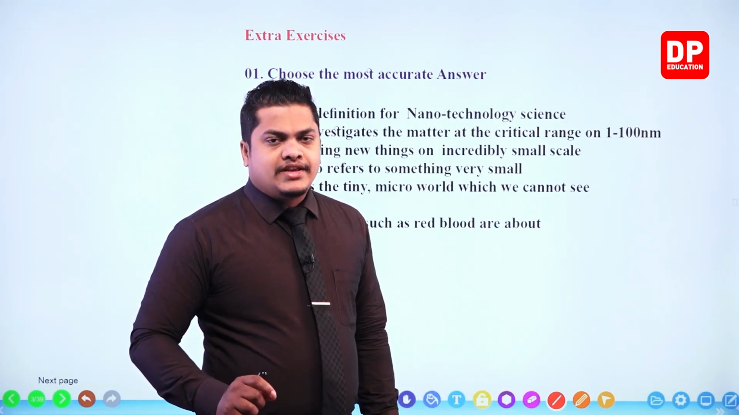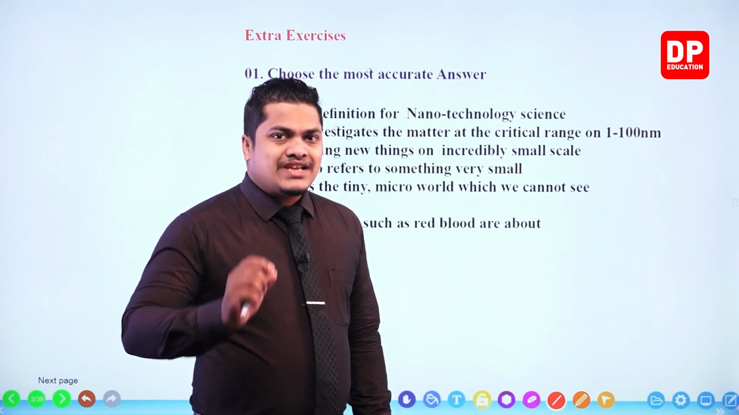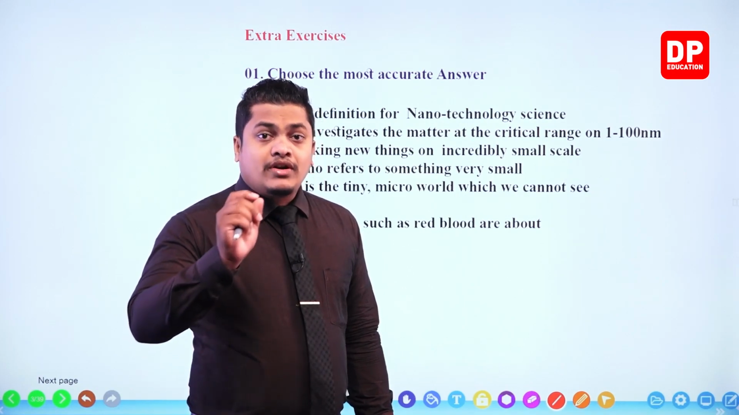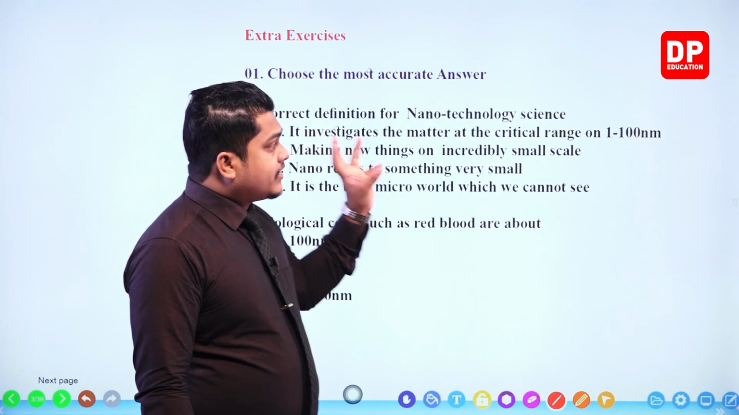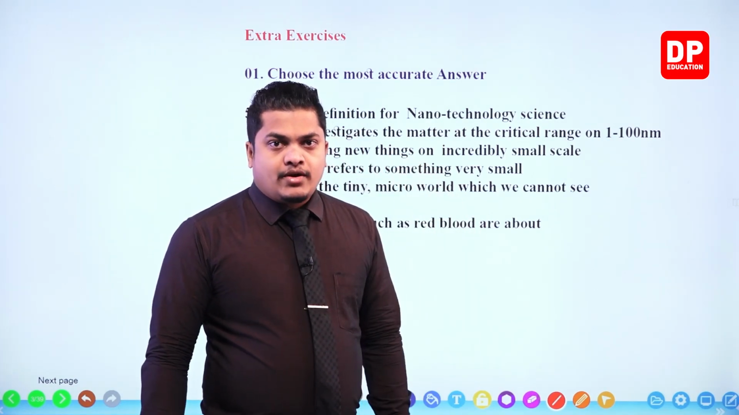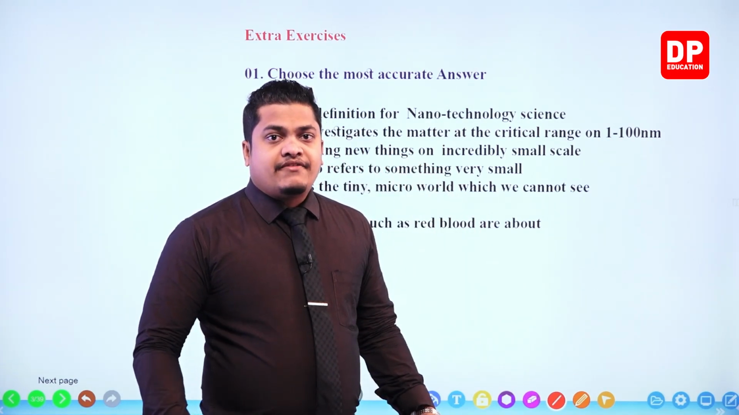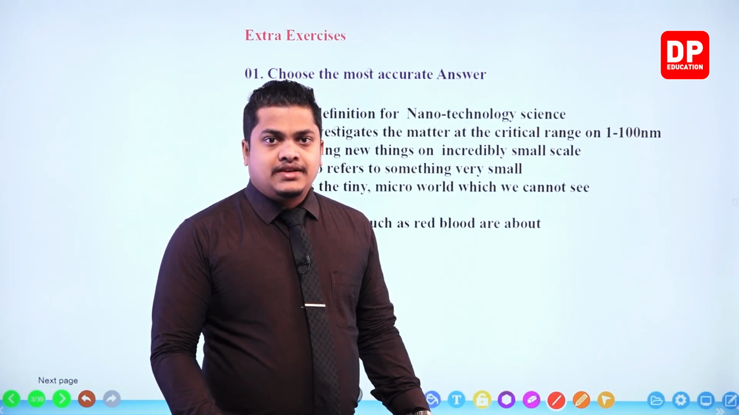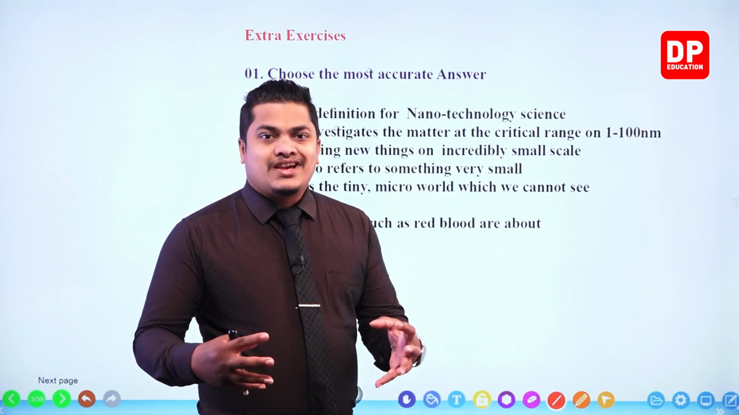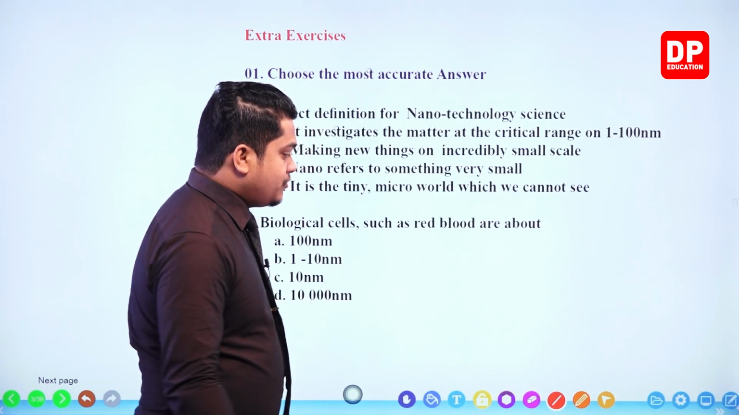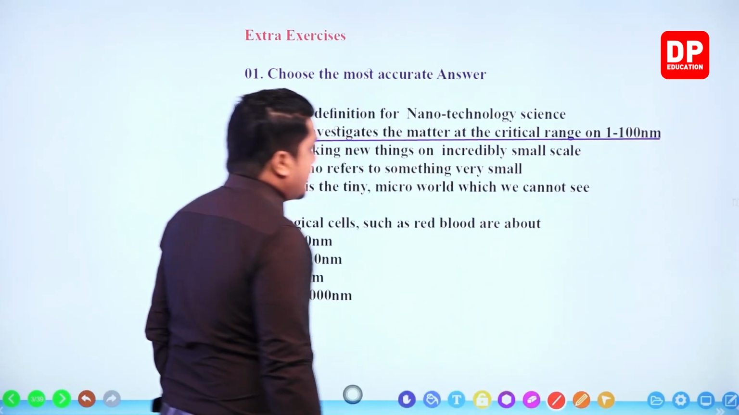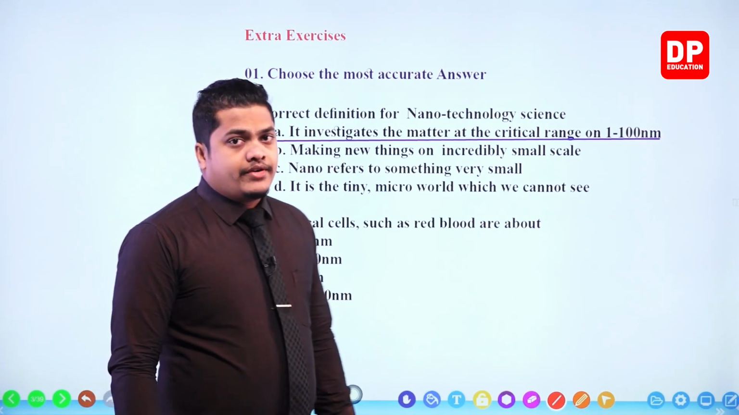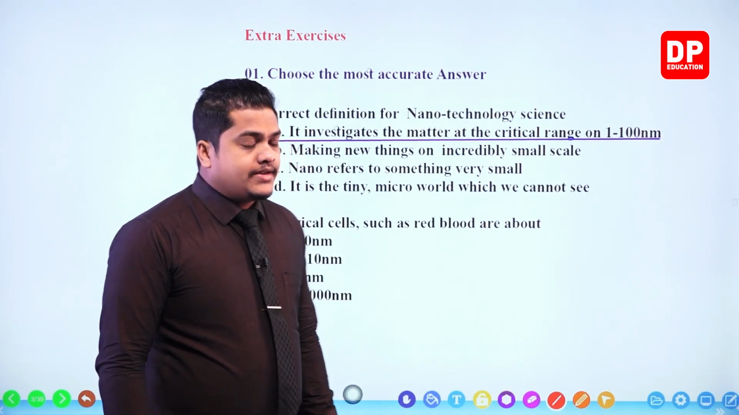But however, my dear children, the most accurate definition for nanotechnology science is investigating matter at the critical range of 1 to 100 nanometers. This is the definition for nanotechnology. This is the definition for nanoscience. So our answer should be, the most accurate one should be, it investigates the matter at the critical range of 1 to 100 nanometers, right?